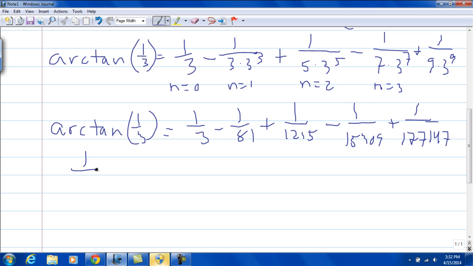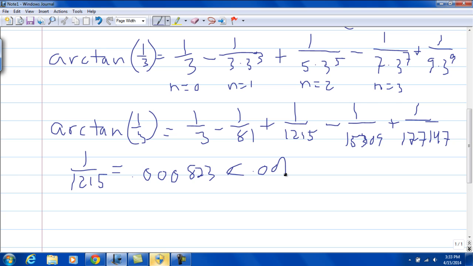So 1/1215, and if this isn't less than 0.001, then we will go to the 1/15309. And I get 0.000823, which is going to be less than 0.001, so that's good enough. We don't have to include that.